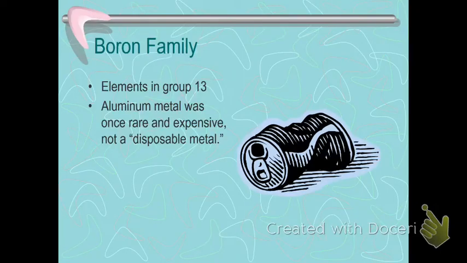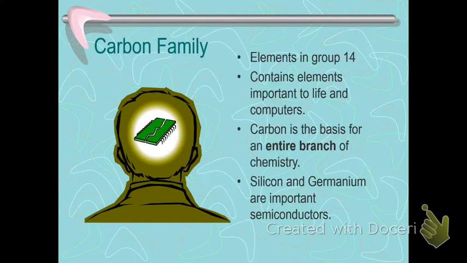Among the elements in group 13, boron is kind of important, but aluminum is the one we're really going to talk about. Aluminum was once thought to be very rare and expensive, and now we use it as a disposable metal, like aluminum foil and aluminum cans. We don't really have a shortage of that. The carbon family is group 14, and carbon is going to be the most important one because all life contains carbon. It's also in computers, and carbon is the basis for an entire branch of chemistry called organic chemistry.